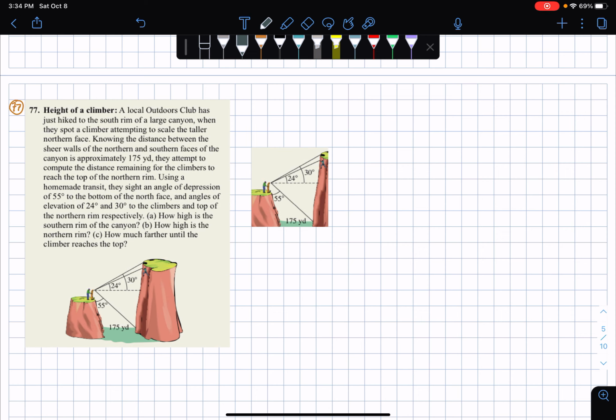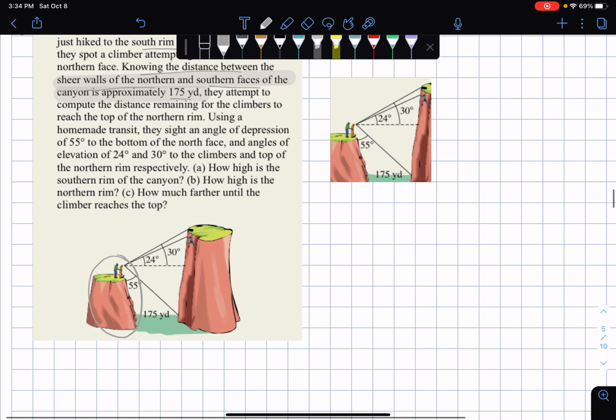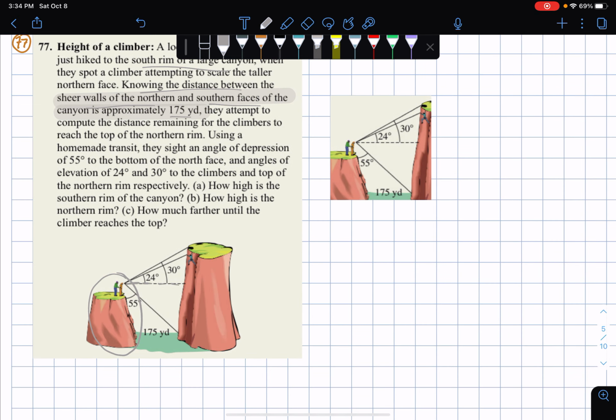Okay. As for the height of a climber, a local outdoors club has just hiked the southern rim of a large canyon. So this is the southern rim, and the distance between the sheer walls of the north-south faces is approximately 175 yards. So the distance between the walls of the northern and southern faces of the canyon is 175 yards. It's basically the length of the line of orientation. This is the northern rim, this is the southern rim.